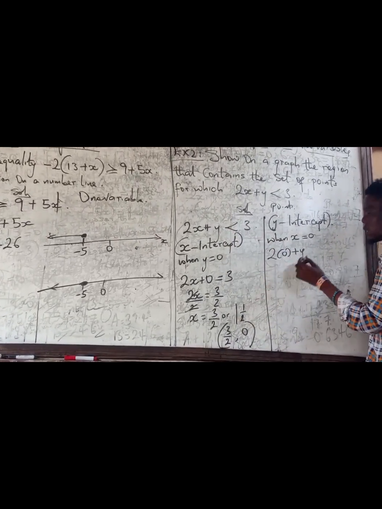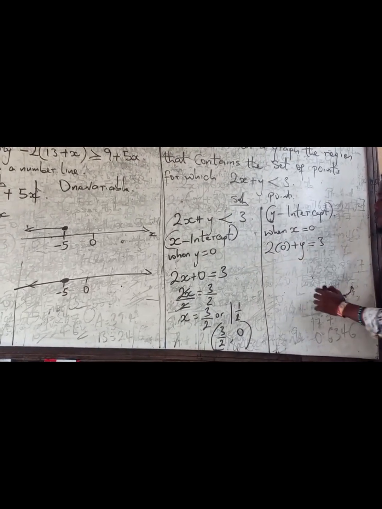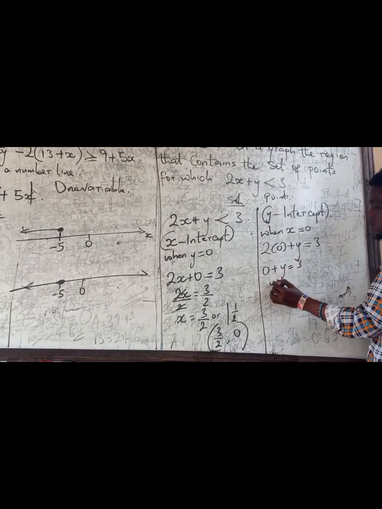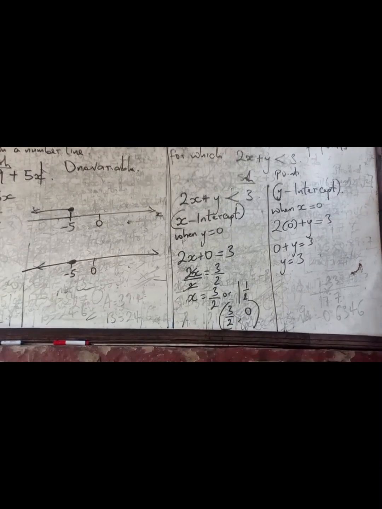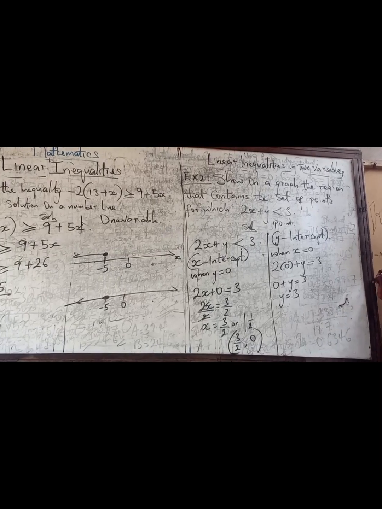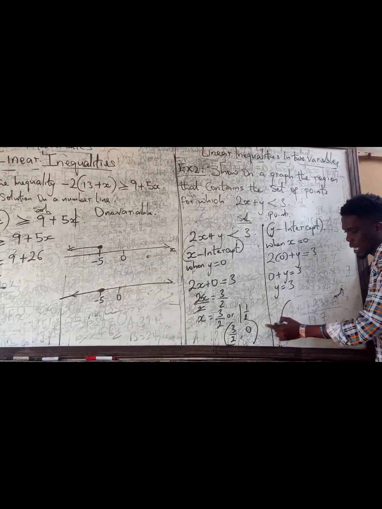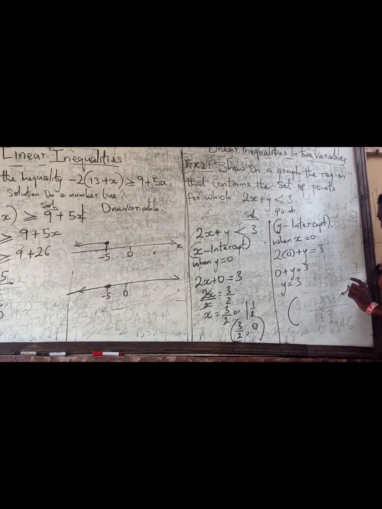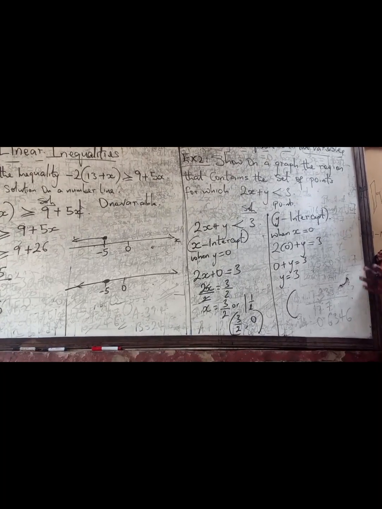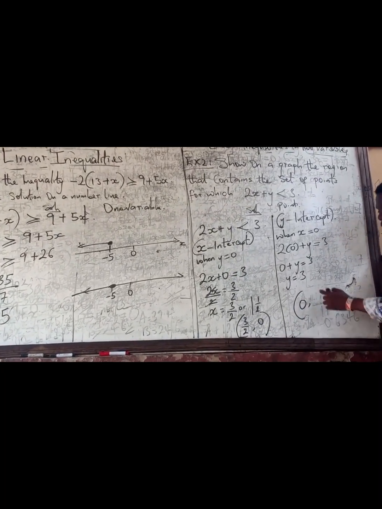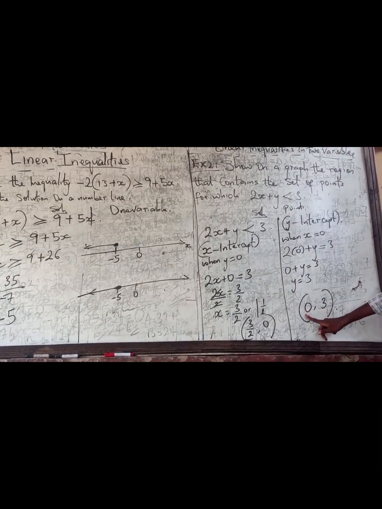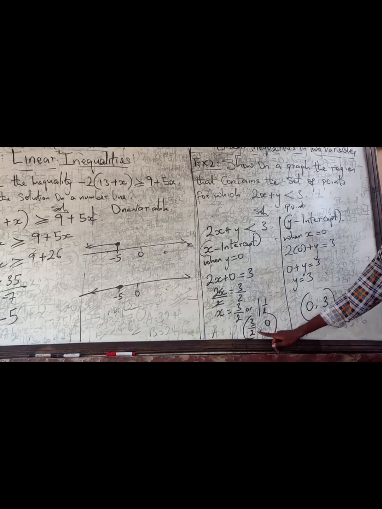Remember, let's change this to equality. That's 3. So you have 2 times 0, that's basically 0, plus y is equal to 3. So that means obviously y is equal to 3. So the value of y there was 3. If I were to represent this, just like I did before, remember what comes first? X. So I'll put 0, comma, then 3. That means when x was 0, y was 3. When x was 3 over 2, y was 0.